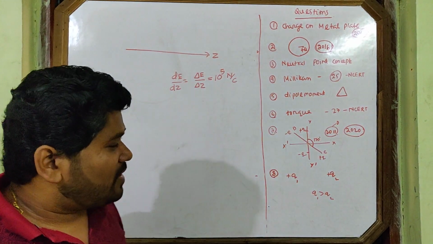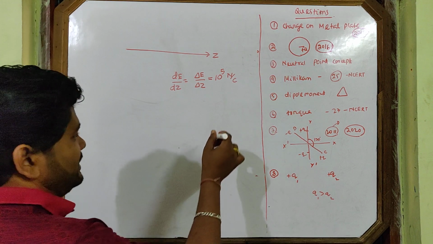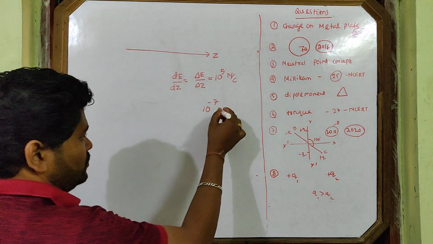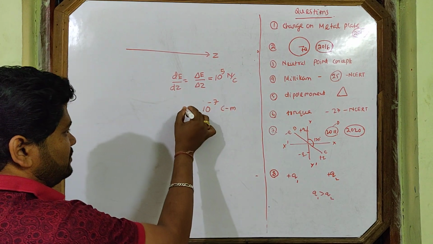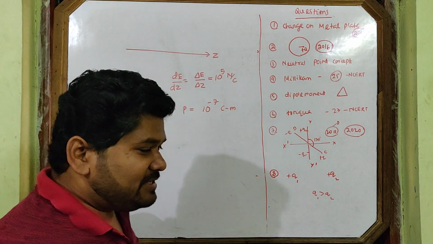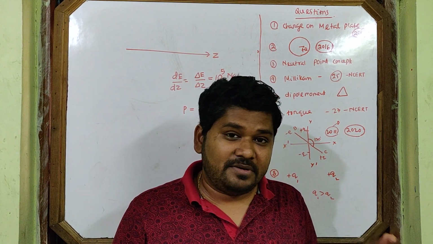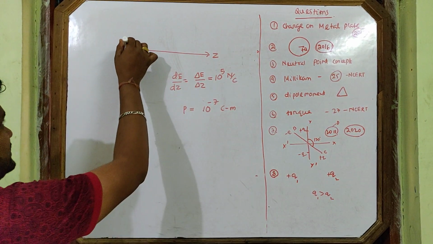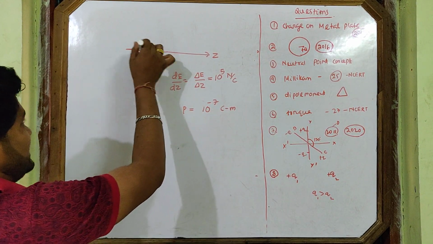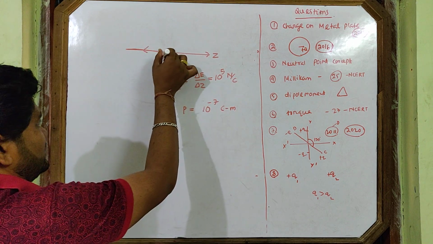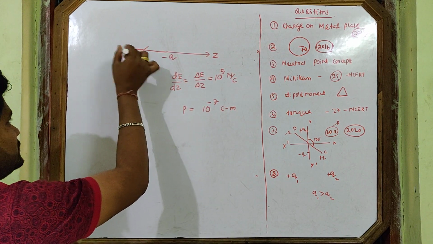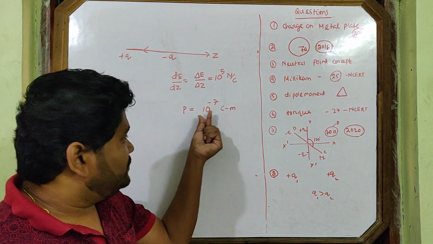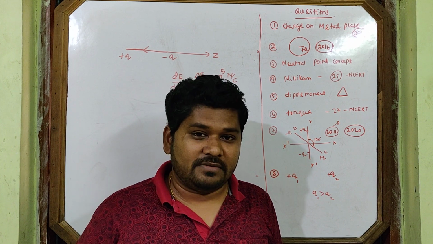And one dipole, of dipole moment 10 to the power minus 7 Coulomb into meter, also exists in the Z direction, but the dipole moment is along the negative Z direction. Means here is minus Q, here is plus Q, because the dipole moment is in this direction. Dipole moment is given to you, 10 to the power minus 7 Coulomb into meter.